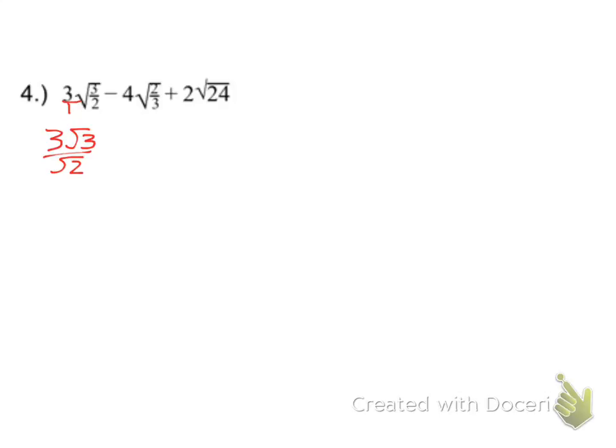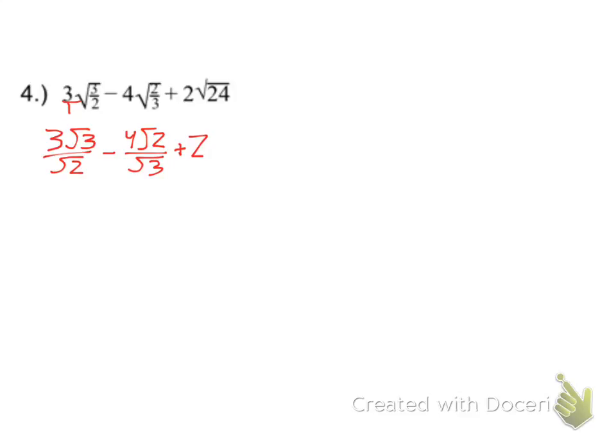Can you visualize that? Can you see that 3 is really 3 over 1, so it's a fraction. And when I separate the square root up to square root of 3 and square root of 2, the 3 goes to the top of that fraction. Where would the 4 go? To the top. So it becomes 4 square root 2 over square root 3 plus 2. No, wait a minute. I have a square root of 24.